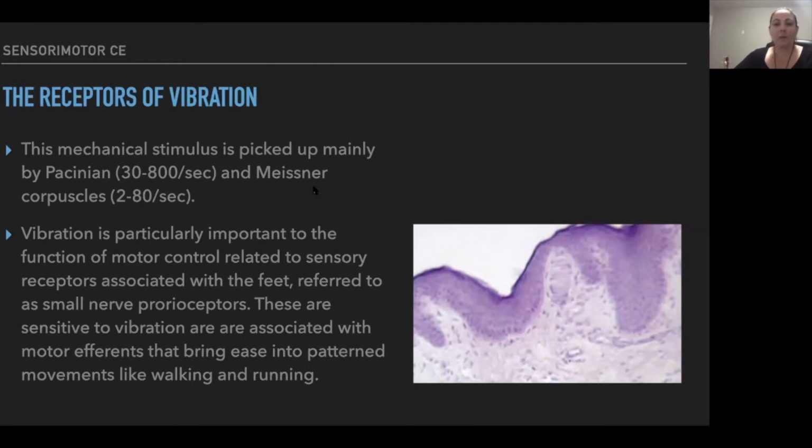We know that most of the sole of the foot is innervated by the tibial nerve. At least 80% or more of the sole of the foot is innervated by the tibial nerve. And the sensory receptors associated with the tibial nerve are small nerve proprioceptors that pick up vibration sensation. That vibration sensation helps to create healthy motor control in patterned movements like walking and running.